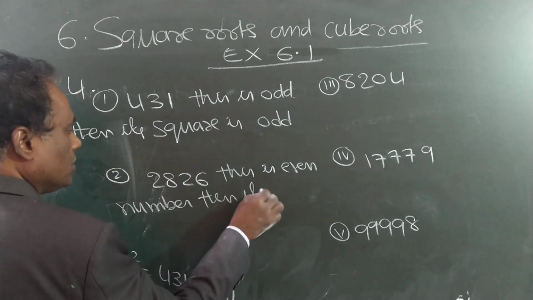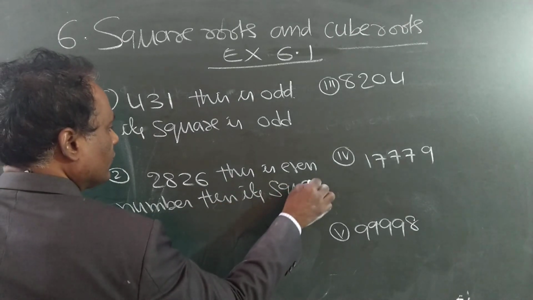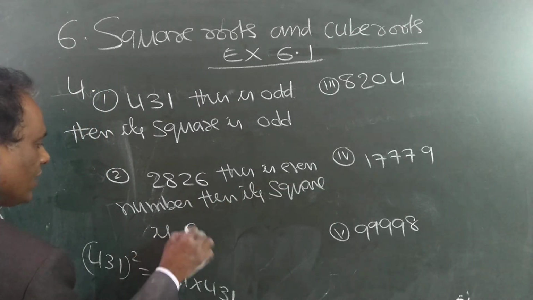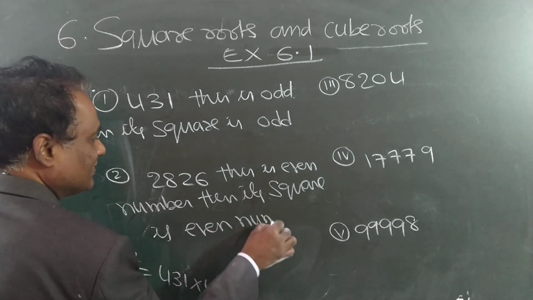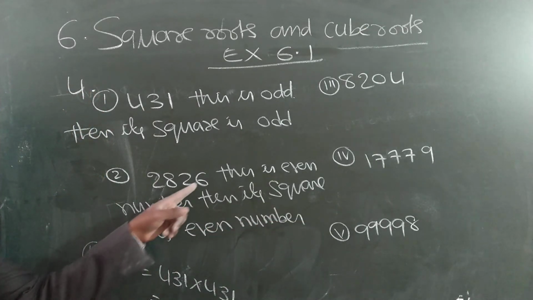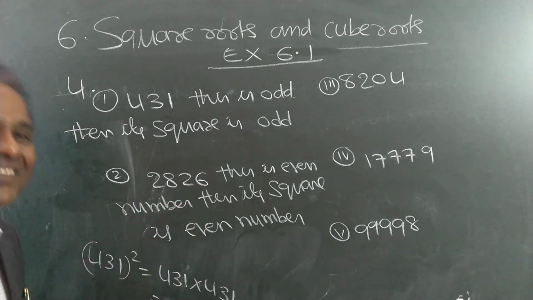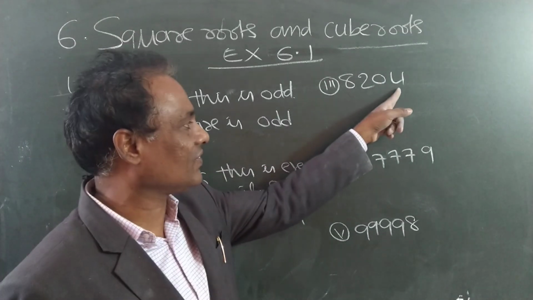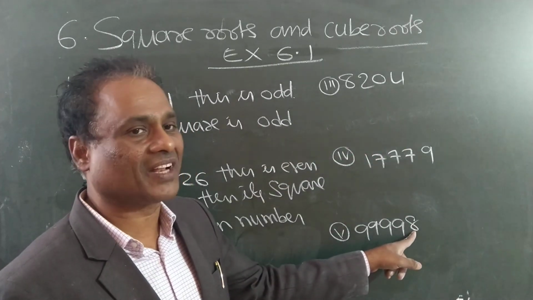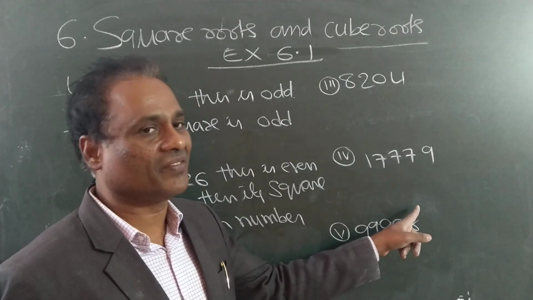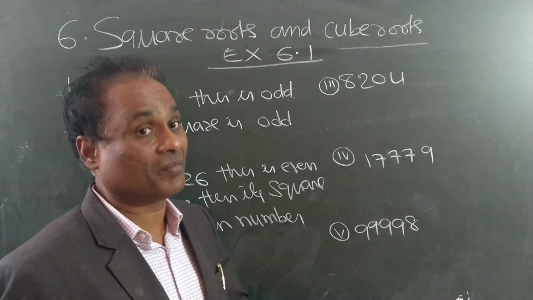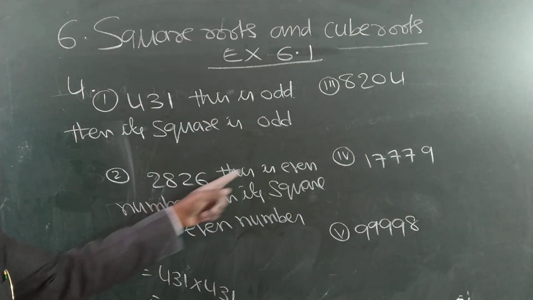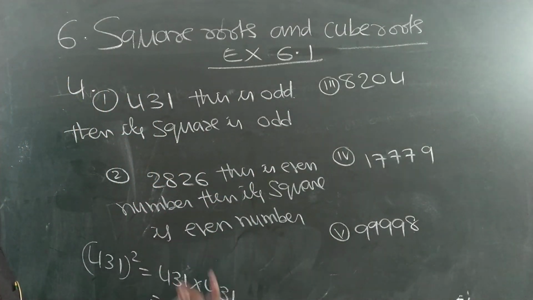its square is an even number. Why is this an even number? Last number 6 means even number. Last number 4 is an even number. Last number 8, last number 0, last number 2 are even numbers. So if this is an even number, then its square is an even number.